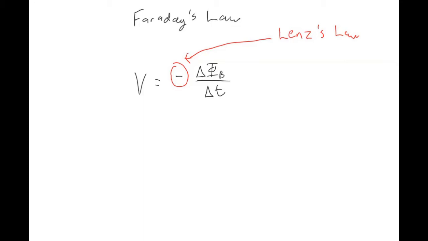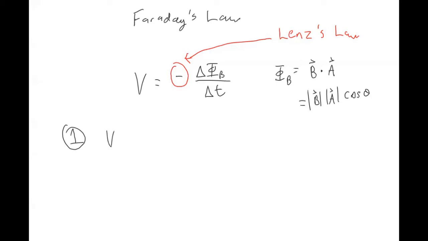So this change in magnetic flux, we can achieve three different ways. Remember that magnetic flux is defined as B dot product with A, which we can simplify as the magnitude of B times the magnitude of A times the cosine of the angle between those two vectors. And so now, changing the magnetic flux, we have three variables that we can change in our equation. We can change the magnetic field, we can change the area, or we can change the angle theta.